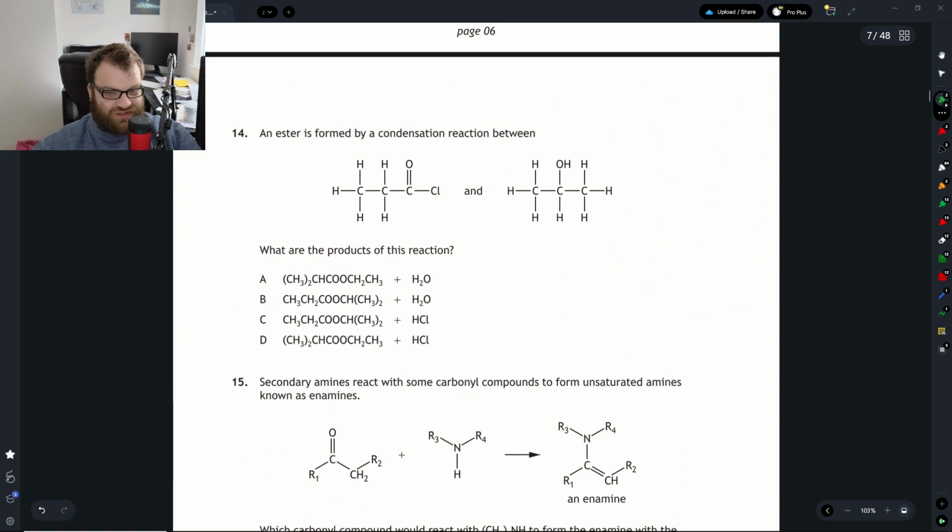Next question. Got a condensation reaction. We need to try and figure out how this is going to come together. The most typical condensation reaction that you would have come across is when we have an alcohol and carboxylic acid. When these join up and form our ester, water is also produced.